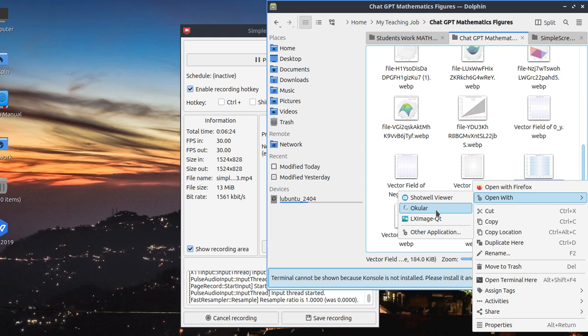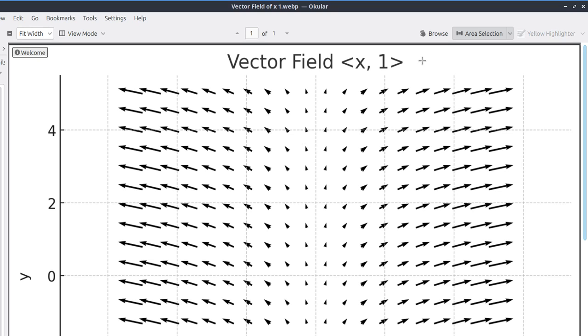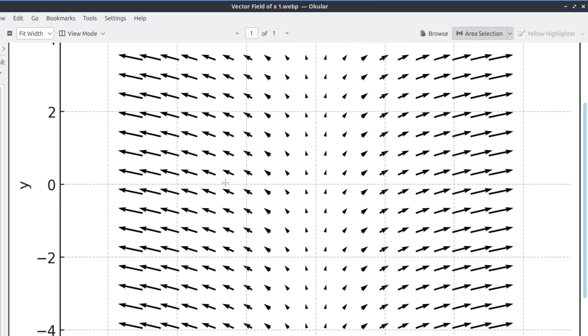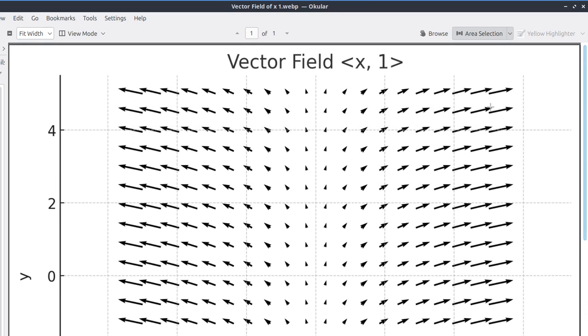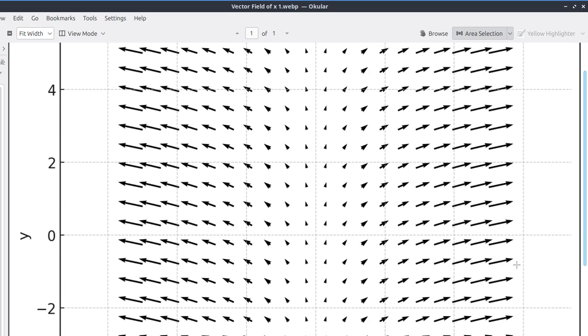Let me open it here. x, 1. So the height of all these vectors is 1. It does move up more than 1. As you move to the right, x gets larger and larger. So the vectors horizontally get longer and longer, but vertically they remain at 1.